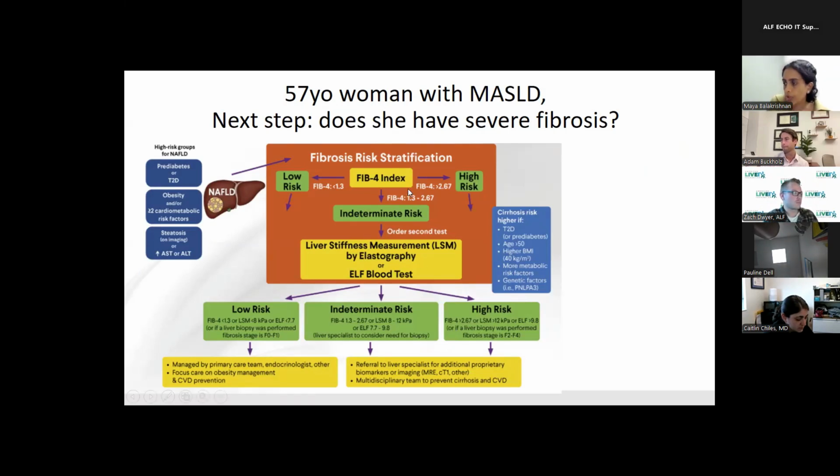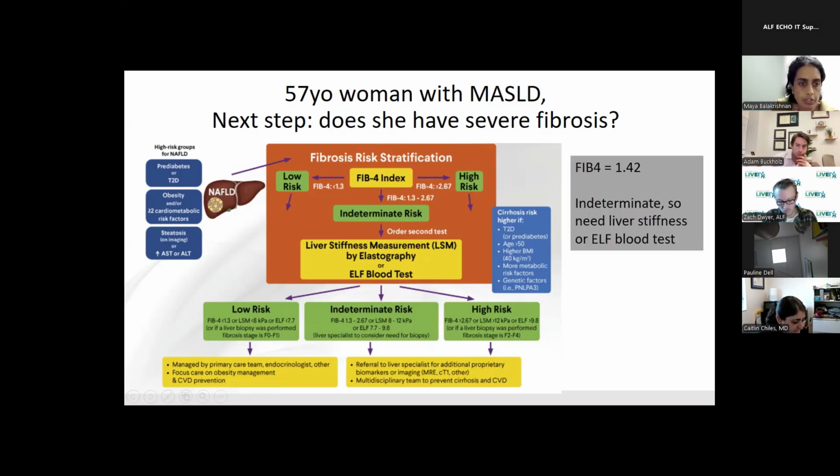So again, we're going to start with the FIB-4 per this algorithm. Depending on the FIB-4, if it's less than 1.3, they would be deemed low risk, stay in the primary care clinic. If the FIB-4 is more than 2.67, they're deemed to be high risk for severe fibrosis, and they would be referred to a hepatologist. If their FIB-4 is somewhere in the middle, 1.3 to 2.67, you just don't know the answer. And that patient is considered to have indeterminate risk, and they need a second non-invasive test, a liver stiffness measurement by elastography like FibroScan, which was mentioned in the previous presentation, or an enhanced liver fibrosis test, which is that send-out test. So let's see what happens to our patient.